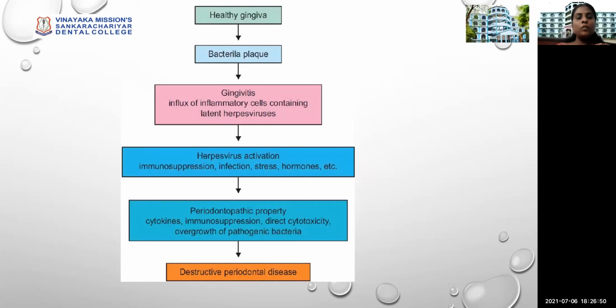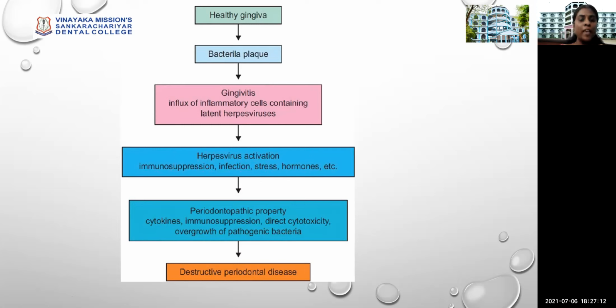So that's all about periodontitis, and this is one of the recent concepts. I told you bacterial plaque is the main cause for periodontitis, but nowadays a virus also plays an important role. How does a virus affect it? In a healthy gingiva, because of bacterial plaque, there is gingivitis that we all know. Because of gingivitis, there is an influx of inflammatory cells. These inflammatory cells may contain latent herpes viruses.